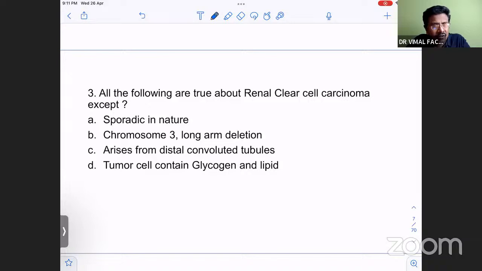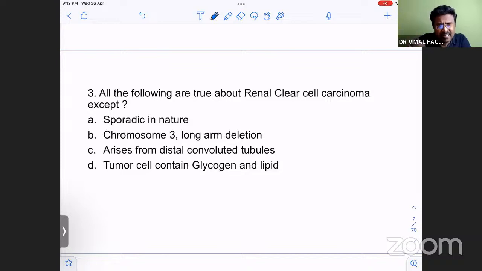Okay. So which options do you think are false here? All of the following are true. That means two statements are true and two statements are false. What do you think are the false statements here? Yes, what do you think? It is sporadic in nature.